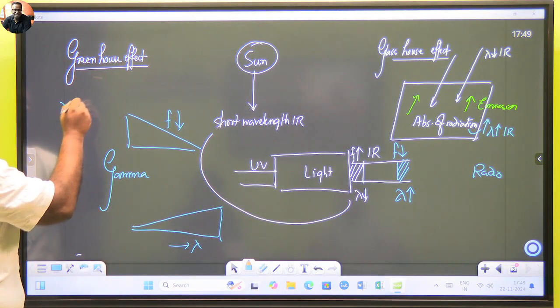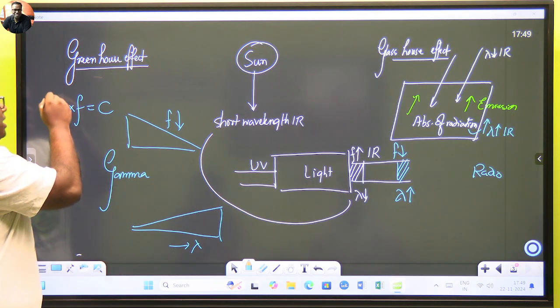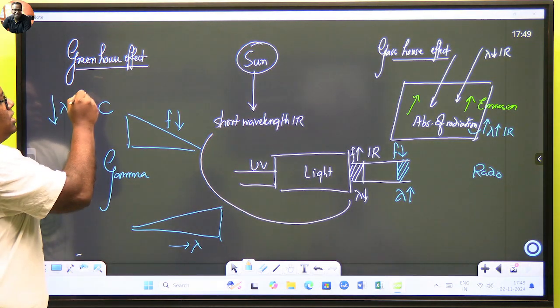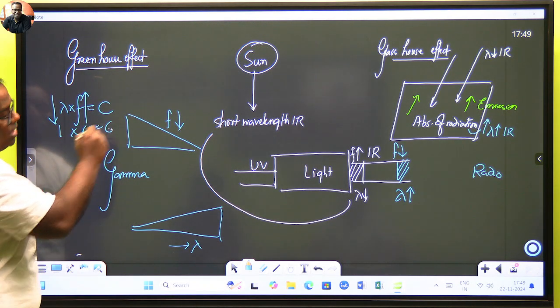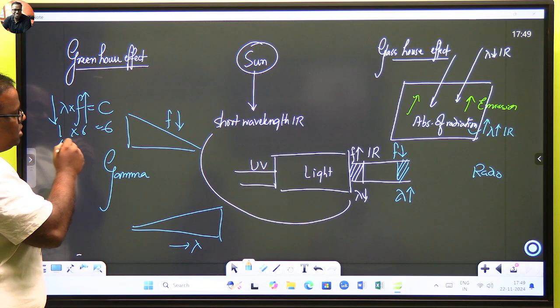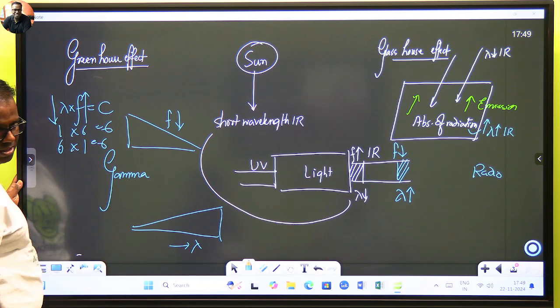Multiplication of lambda and f gives you the speed of light. So if you are getting this reduced to keep this constant, this has to jack up, right? 1 into 6. We have to get 6. If you are making this 6, then this has to become 1. We have to get 6 at the end of the day. 6 is an example I'm saying.